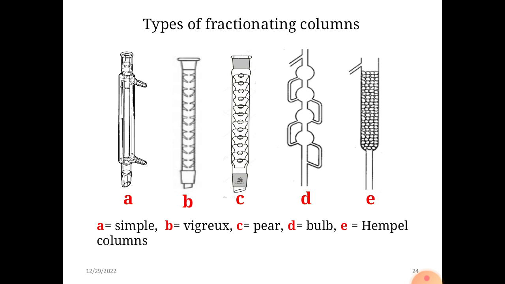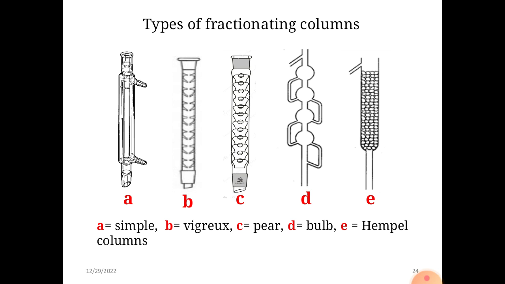B is a Vigreux column. It is a glass tube carrying a number of pairs of spikes. Inside that there are spikes which almost touch each other and which slope slightly downwards. The pairs of spikes are arranged to form a spiral of glass inside the tube.